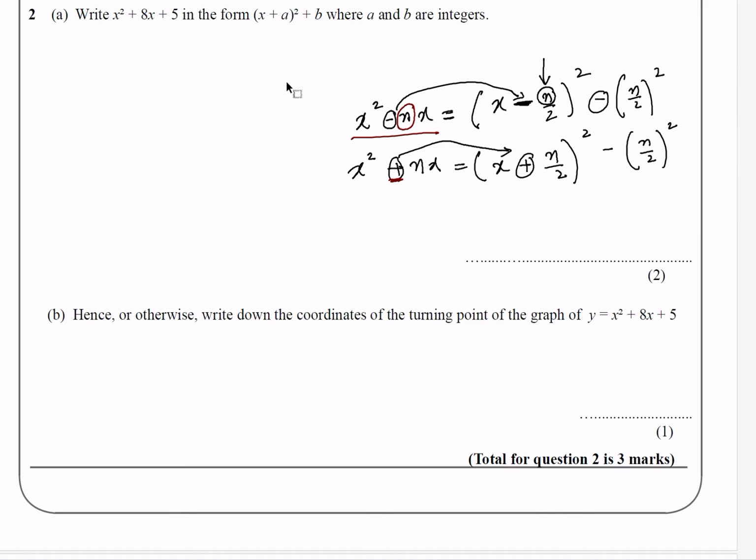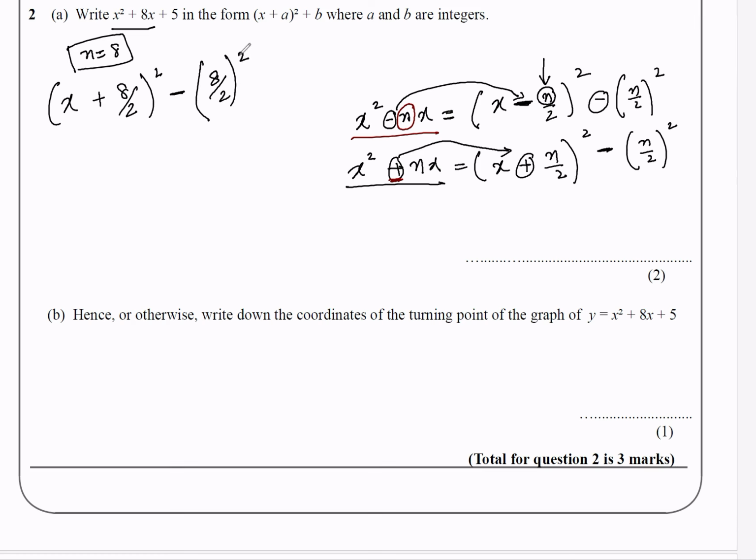Okay, so in the second question we have x squared plus nx. So apply the formula of x squared plus nx. The n value is 8. Now we apply n equals 8: (x plus 8 over 2) whole squared, minus 8 over 2 squared, because here we have a minus sign, plus 5. The plus 5 is written as it is, because it is not a part of our formula. The formula is only this part.